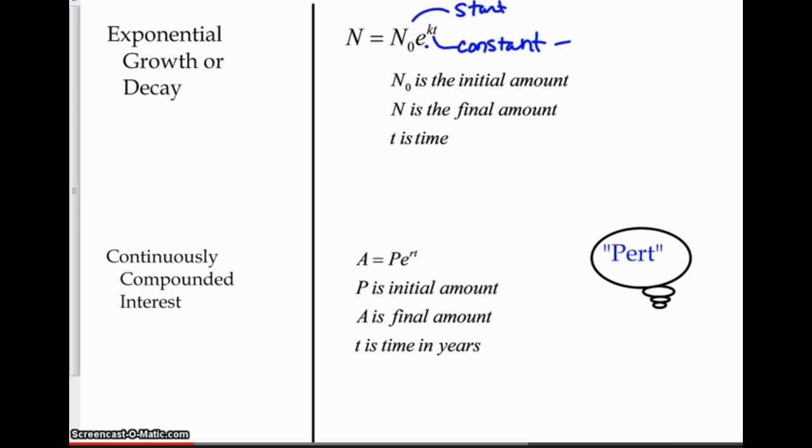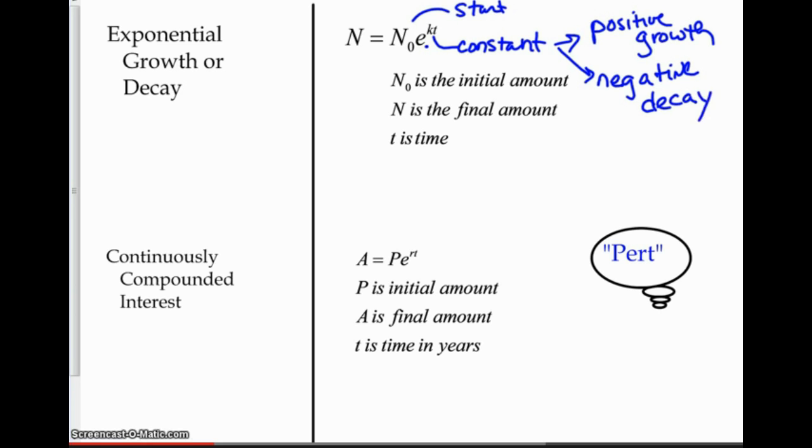Let's talk a little more about the constant k. When that constant is positive, that indicates we have growth, because the number is going to get bigger. When that constant is negative, that's when we have decay, because the number is going to get smaller. So we have growth and decay.